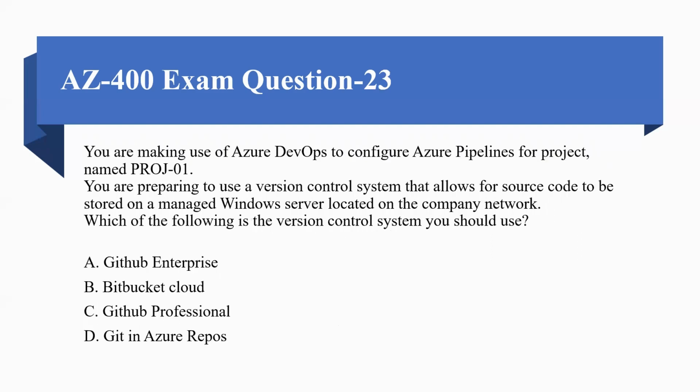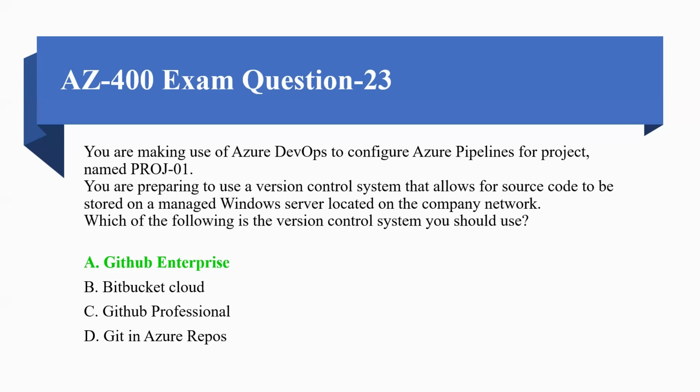Moving towards the next question. You are making use of Azure DevOps to configure an Azure pipeline for project Part-01. You are planning to use a version control system that allows for source code to be stored on a managed Windows server located on a company's network. Which of the following is the version control system you should use? Option A, GitHub Enterprise. Option B, Bitbucket Cloud. Option C, GitHub Professional. Option D, Git and Azure Repos. And the correct option is option A, GitHub Enterprise.